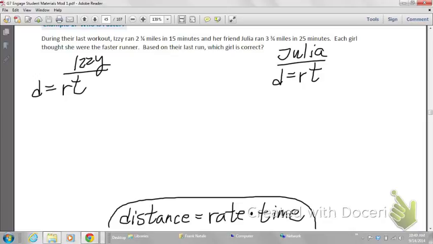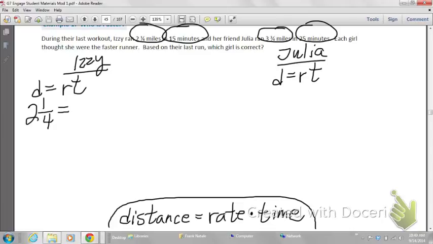Izzy and Julia, we are both going to plug in their numbers, which are up here. Okay, we're going to plug their numbers in using this formula, D equals RT. Now distance, we know for Izzy was 2 1/4 miles. Okay, so let's just go ahead and work this out. 2 1/4 equals R times T. Julia, we had 3 3/4 equals R times T.